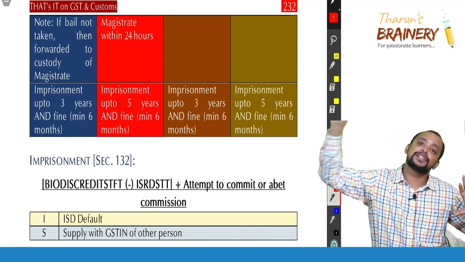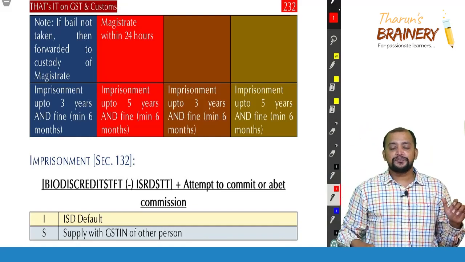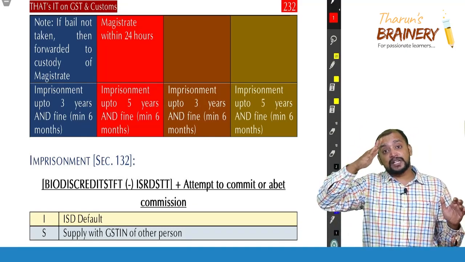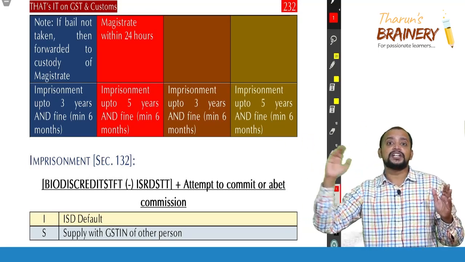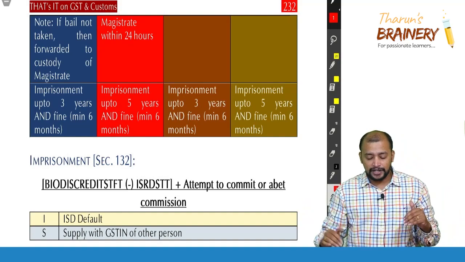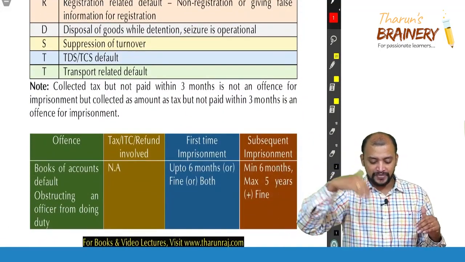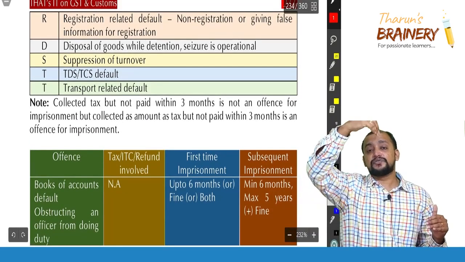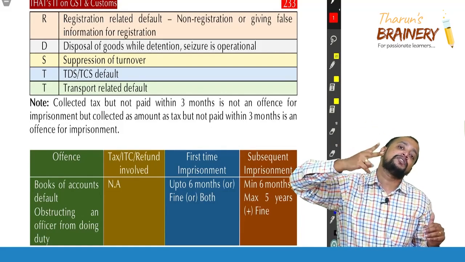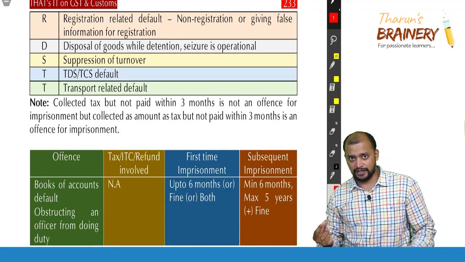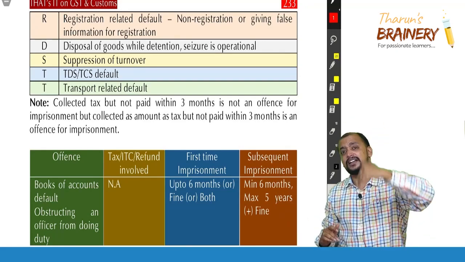First, biodiscredits TFT. From that we need to take out ISRDSTT. I for invoice default. I for ISD default. S for supply with GST of some other person. Then R for registration default. D for disposal while detention or seizure is operational. STT, S for suppression of turnover. The last 2 T's will come now, TDS, TCS default and transportation default. This should be taken out. I, S, R, D, STT.